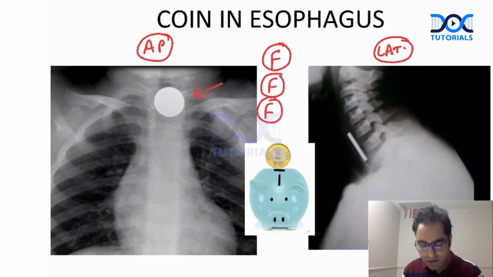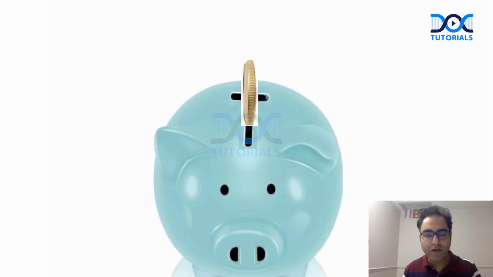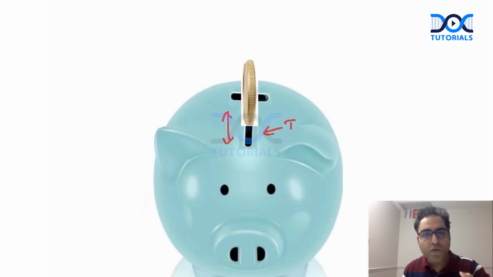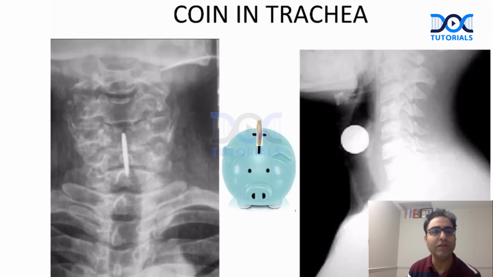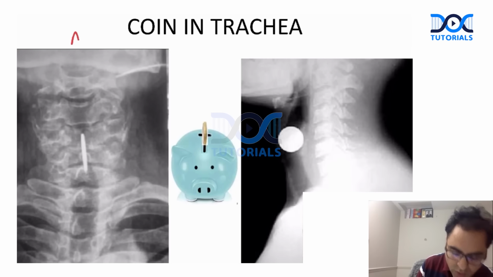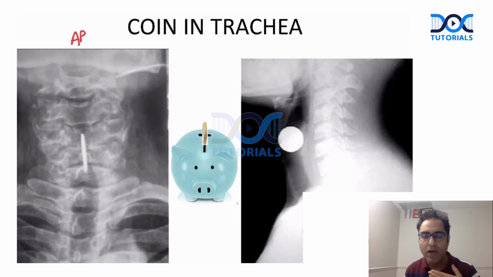Now let's put the coin in the trachea. The longest diameter of the trachea is in the anterior posterior plane, so the coin will go like this. Now if you see the front X-ray, you'll be able to see only the edge of the coin. This is the coin in the trachea. From the front X-ray, the AP view, you can only see the edge of the coin, and on the side, you can see the full one. It's very easy with that. Remember, rule of 3F: full coin visible on front X-ray, answer is food pipe.